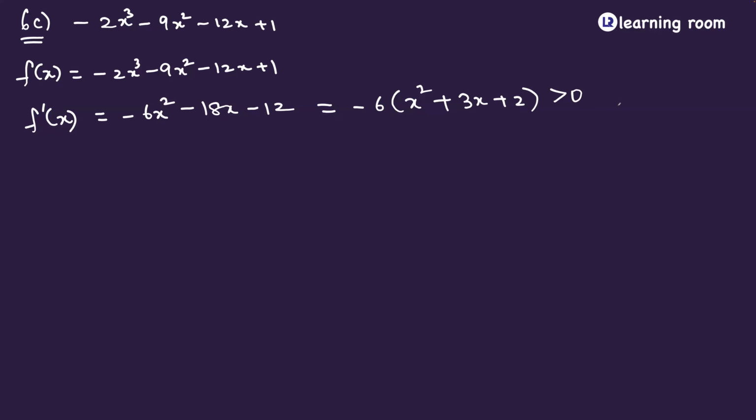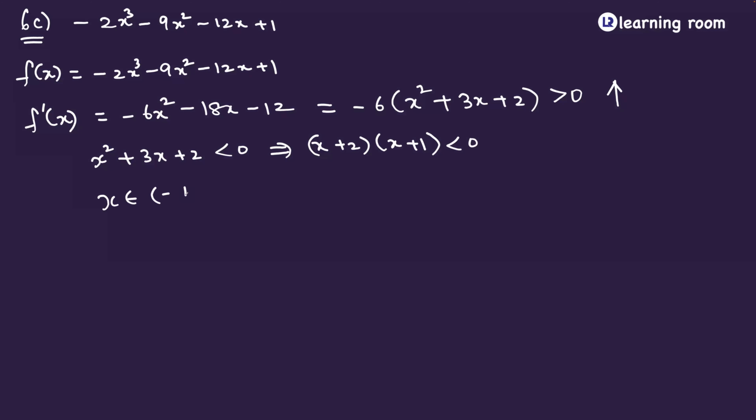If I take it to be greater than 0, then it is going to be an increasing function. So when I take this minus 6, minus goes to the other side, it becomes less than 0. Inequality changes. So x square plus 3x plus 2 is less than 0. So how to factorize this? It is going to be x plus 2 into x plus 1 is less than 0. Right? So what will be the value? X belongs to minus infinity to minus 1, sorry, minus 2, union minus 1 to infinity.